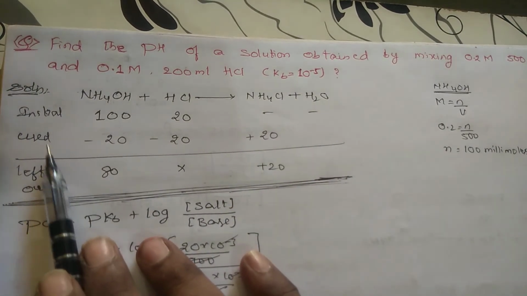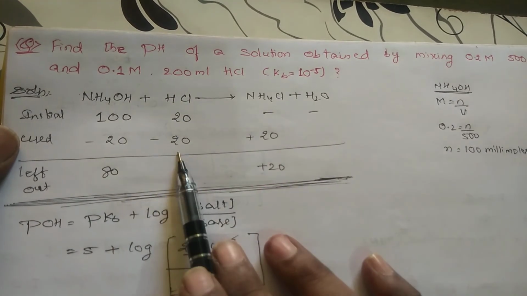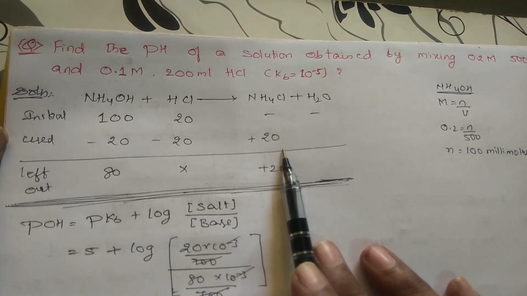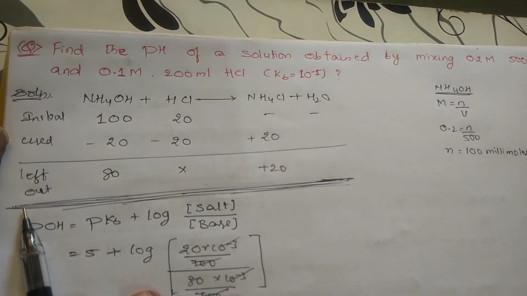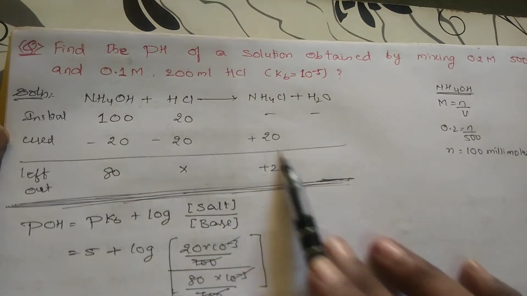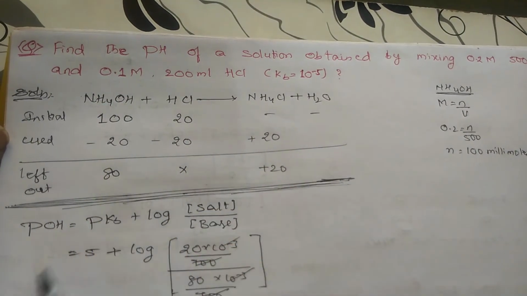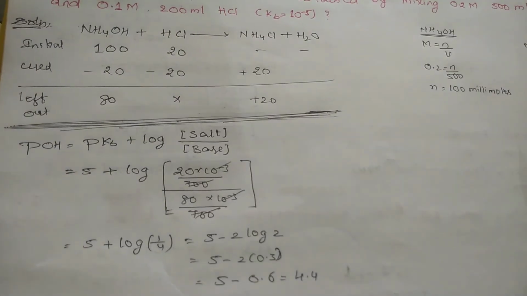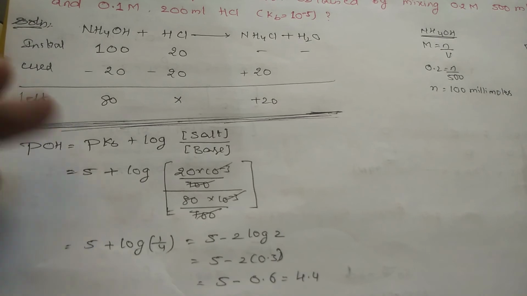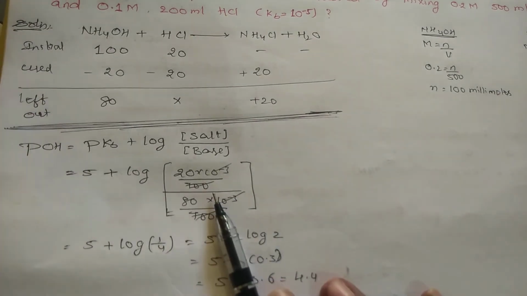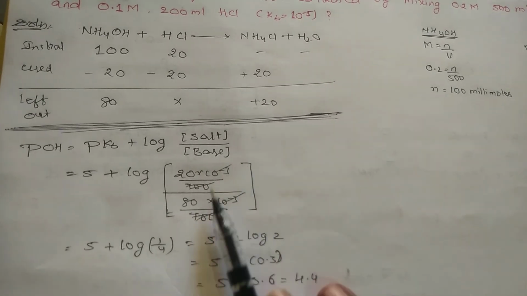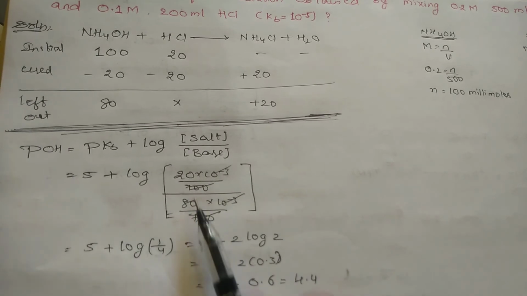Suppose you go for how much has been used. So 20 HCl is used up, as well as 20 NH4OH is used up, and 20 NH4Cl is formed. Okay. So for the left out, 80 is left out, 20 is completed, 20 is formed. So salt concentration is 20, base concentration is 80. So pOH will be equal to pKb plus log salt concentration by base concentration. So pKb will be equal to 5 plus log, that is 20 millimoles, 20 into 10 power minus 3, by 80 into 10 power minus 3, and the volume is 700 for both. 10 power minus 3, 10 power minus 3, 700 will be cancelled. 20 by 80, so it will become 1 by 4.